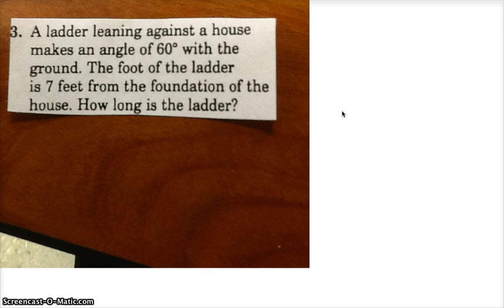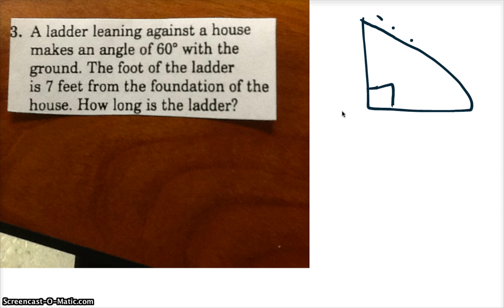Okay, on this example 3, it says a ladder leaning against the house makes an angle of 60 degrees with the ground. The foot of the ladder is 7 feet from the foundation of the house. How long is the ladder? So, right triangle. This is my ladder over here. Okay. Makes a 60-degree angle with the ground. The foot of the ladder is 7 feet away from the foundation of the house. So this would be my house over here.